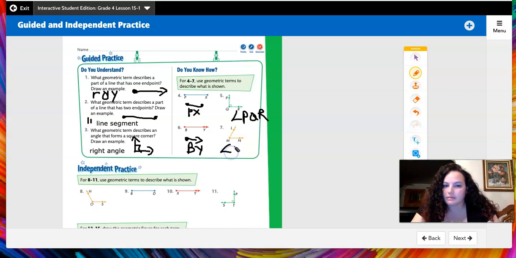And then number 7 is an angle. So we put the angle at the beginning and we call it LMN. And we're going to name what kind of angle it is. If it's a right angle, it makes a square. If it's bigger than a right angle, it's obtuse. If it's smaller than a right angle like this one, we're going to call it an acute angle.